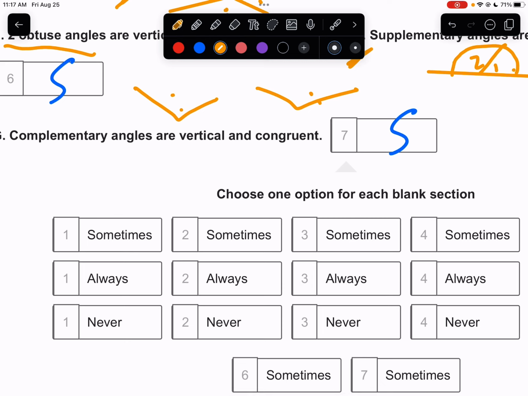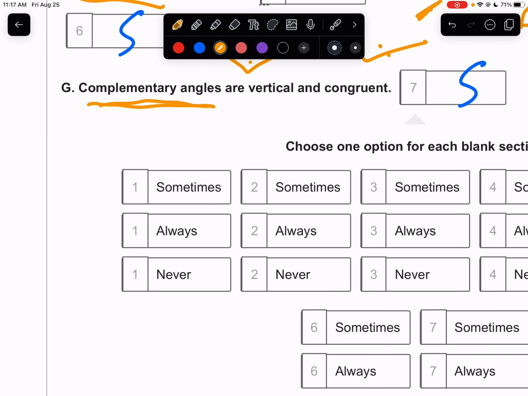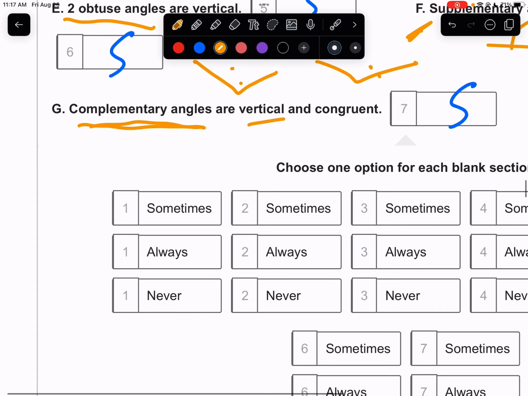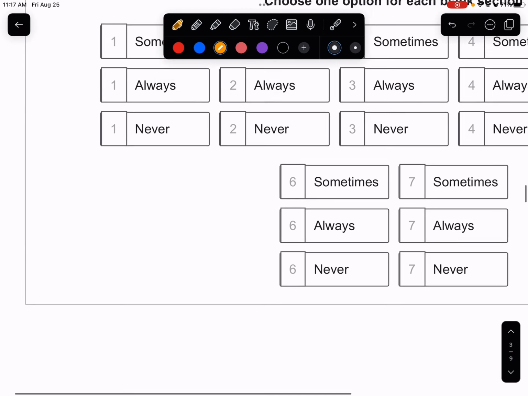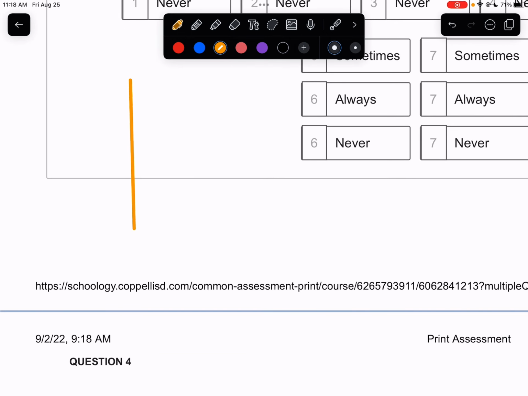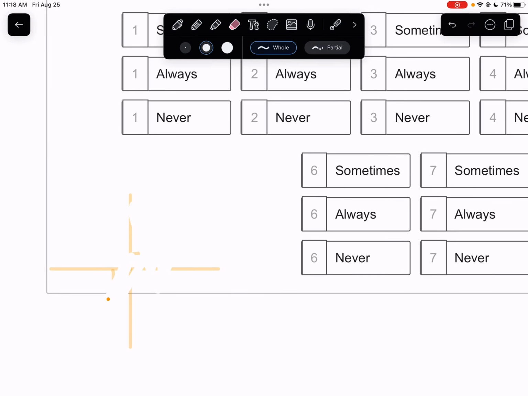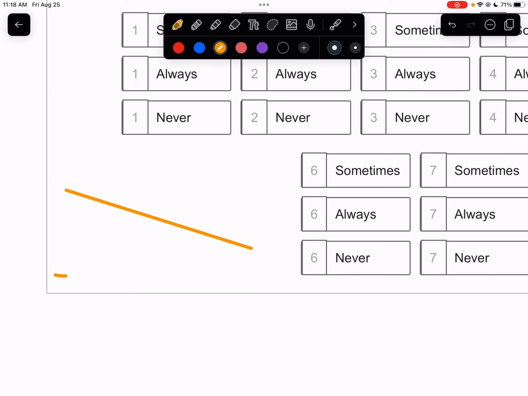Complementary angles are vertical and congruent. So complementary angles are two angles that add up to 90. So in other words, can two angles add up to 90 and be vertical? Can two angles add up to 90 and be congruent? And the answer is yes, they can. So if I were to draw an intersection that uses perpendicular lines, 90 and 90 are these. Wait a second. They have to be complementary. Bad example. They have to add up to 90, not be 90. So I just made a mistake that some of you guys will make.